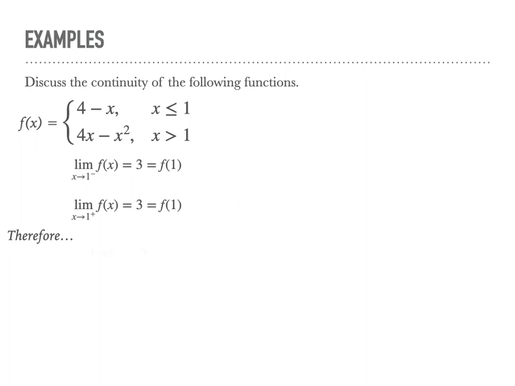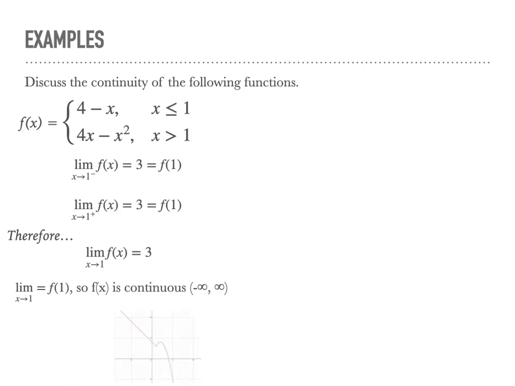So therefore, since the one-sided limits are equivalent to each other, we can see that the limit of f of x as x approaches 1 is 3. And that's also equal to the value of f of 1, which is also 3. So since this is given, we can see that f of x is therefore continuous everywhere for all real numbers.